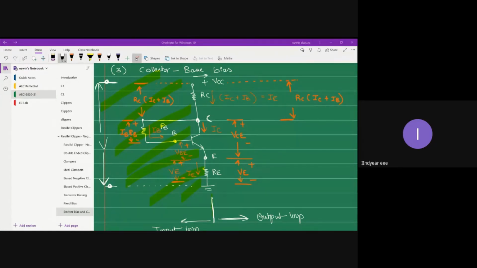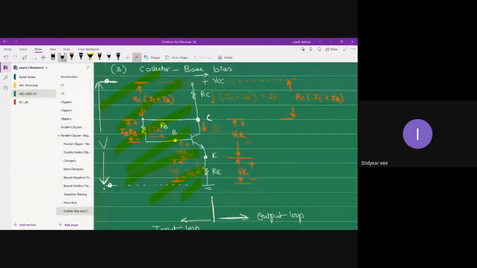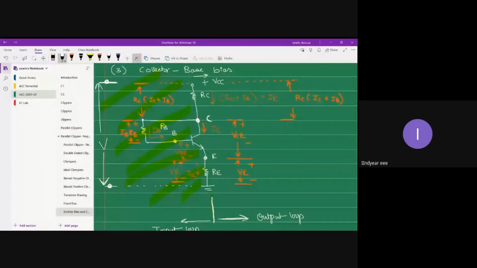See, without your support, my efforts will fail. Right or wrong, that is secondary. What voltage do you get between this node and this node? Can anyone tell me?